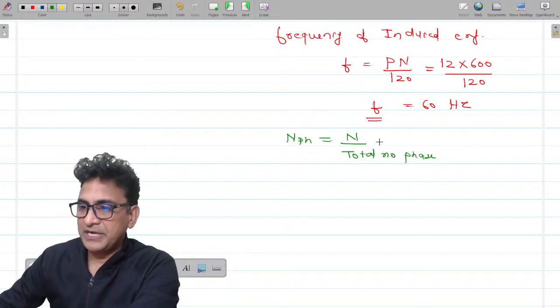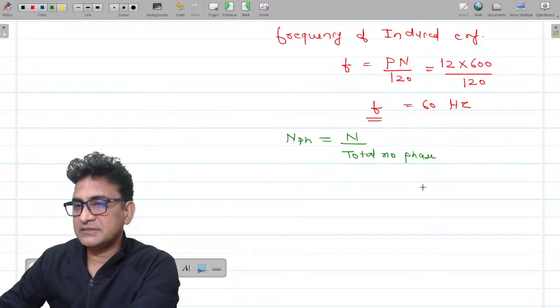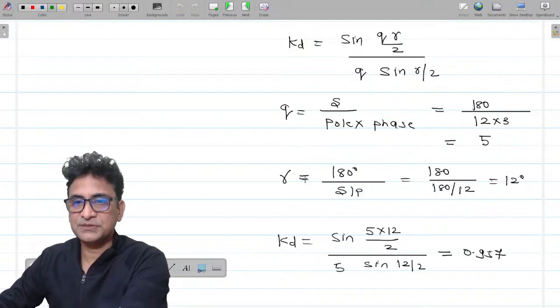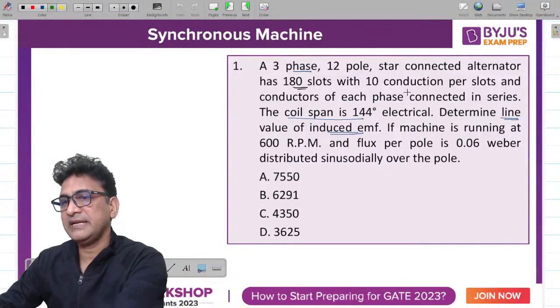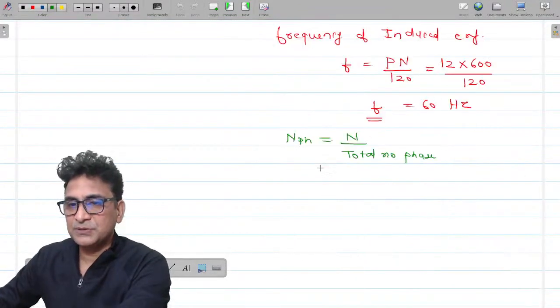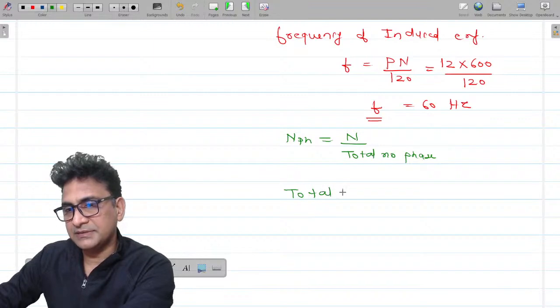First I am going to find out the total number of turns in the complete alternator, and I will divide this by the total number of phases. So see what is given. The alternator has a total of 180 slots and each slot contains 10 conductors. So what is the total number of conductors in the alternator?